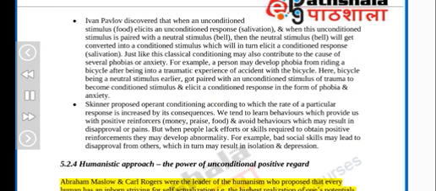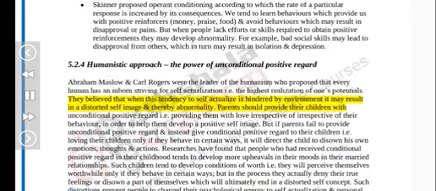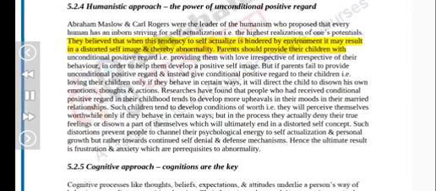Abraham Maslow and Carl Rogers were the leaders of humanism, who proposed that every human has an inborn striving for self-actualization, i.e. the highest realization of one's potentials. They believe that when this tendency to self-actualize is hindered by the environment, it may result in a distorted self-image and thereby abnormality. Parents should provide their children with unconditional positive regard, i.e. providing them with love irrespective of their behavior, in order to help them develop a positive self-image.